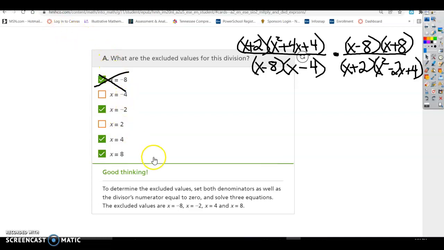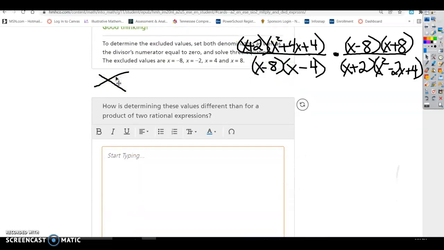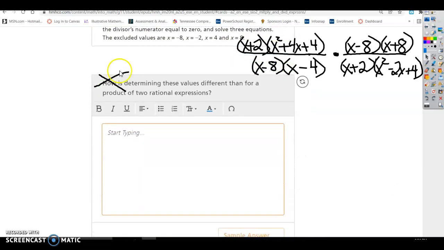Alright, so as we were saying, we were looking for the excluded values. I'm not sure where they got this. If you find out that I'm incorrect, let me know, but I do not think this is an excluded value. I think this is an error, again, in the textbook, which there seems to be several of those, but that's okay. Alright, it says how is determining these values different?